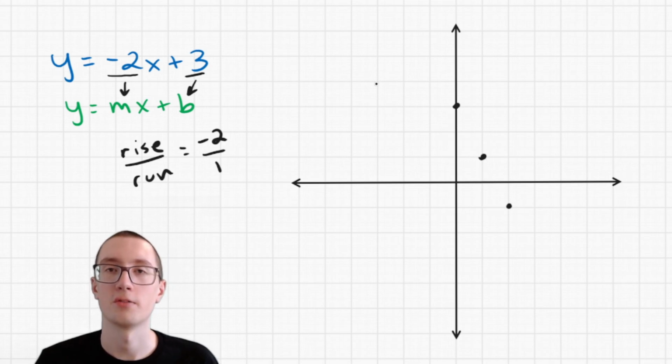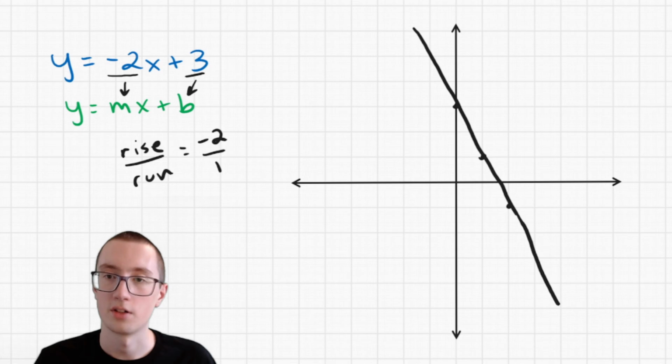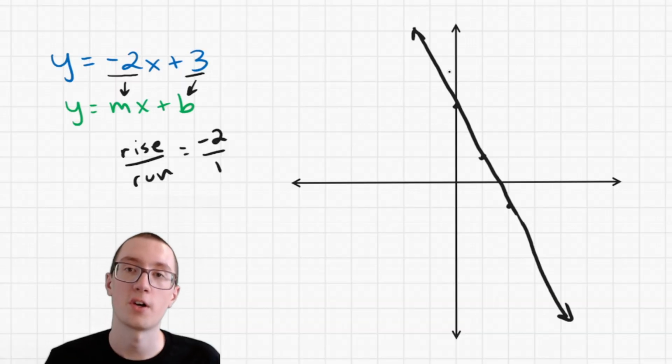And now here comes the part of trying to draw a straight line on this thing. Okay, it's not good, but it's not bad. So this is our final line here. y equals negative 2x plus 3.